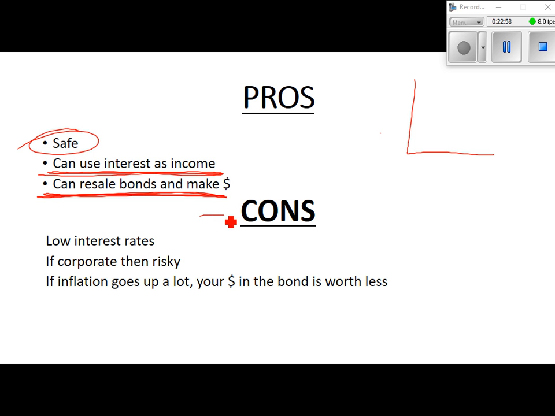The cons: low interest rates. Interest rates aren't as high as stocks. If it's a corporate bond, then it's risky. And the other bad thing with the bond is you're giving them $1,000 or whatever it is. It could be any amount of money. You're giving them $1,000 and inflation skyrockets and they give you back your $1,000 after 5 years or whatever. Well, that $1,000 back here 5 years ago was worth a whole lot more than the $1,000 now if inflation went up a bunch.